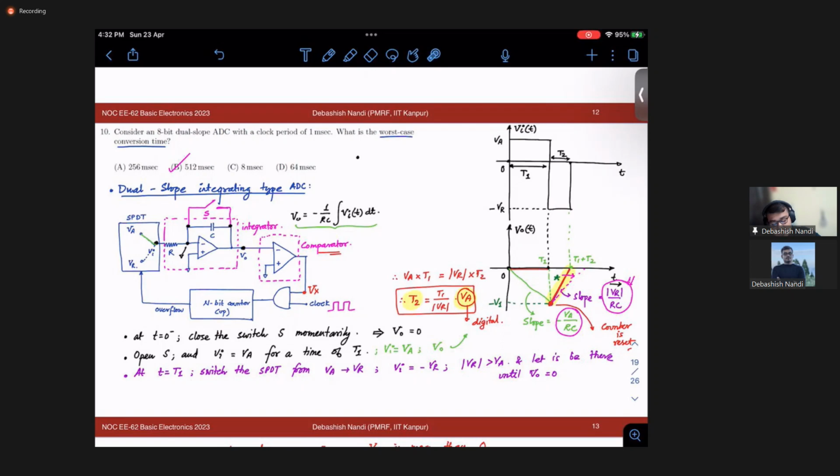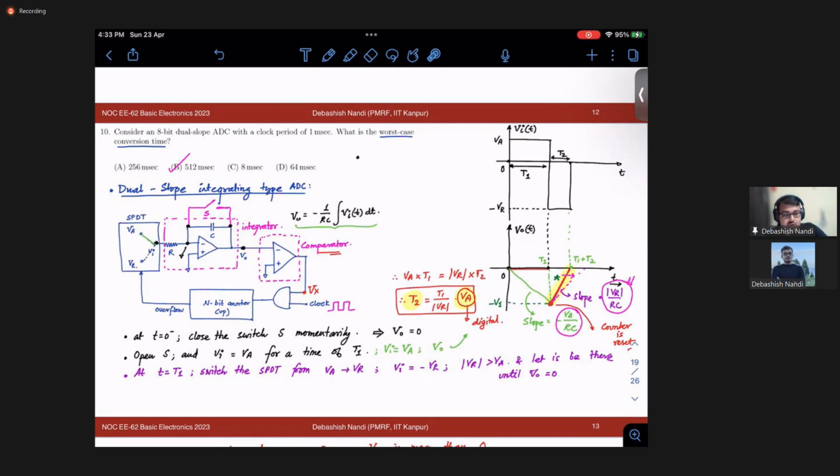During this T2 amount of time, again this counter will start counting up, right? But now it will not count up to 2 to the power n. Why? Because this slope is much steeper. The change will be much sharper, so it will not be able to count 2 to the power n. So the count will always be less than 2 to the power n for T2. That's the reason why we have taken mod VR to be greater than VA.